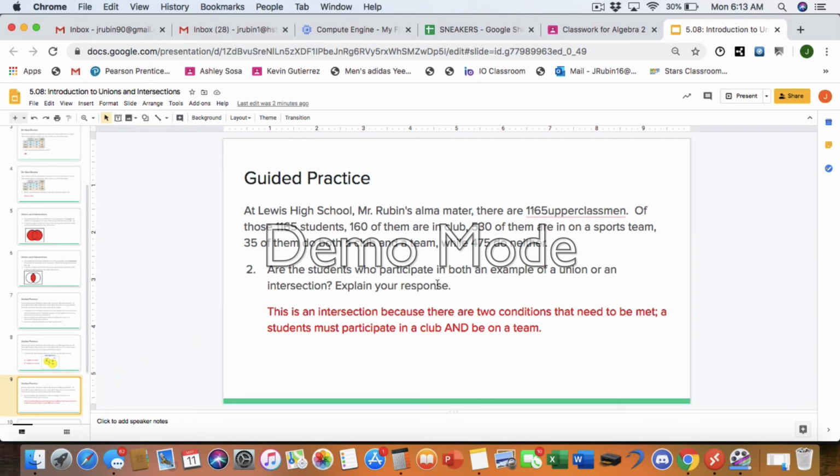Are the students who participate in both an example of a union or an intersection? This is an intersection. There are two conditions that need to be met, right? A student must participate in both a club and be on a team.